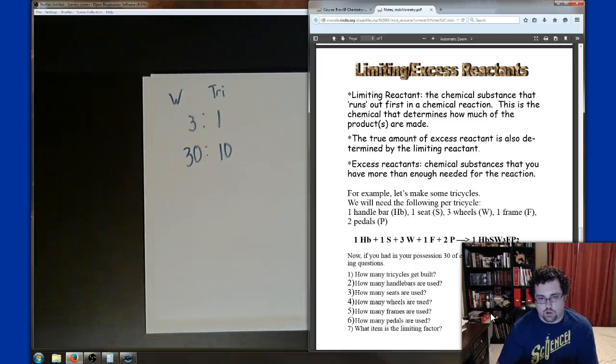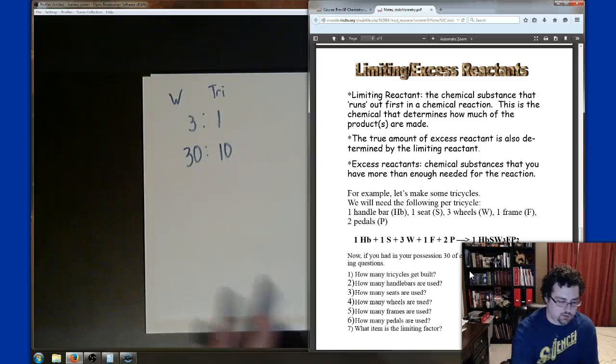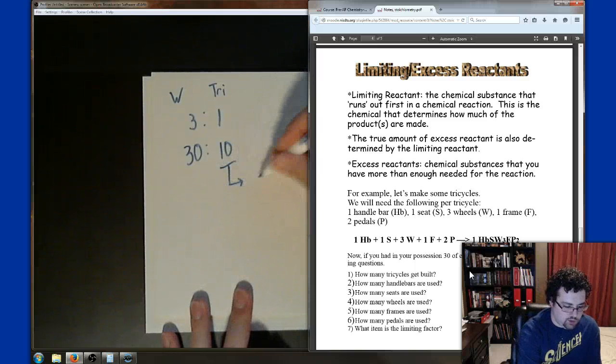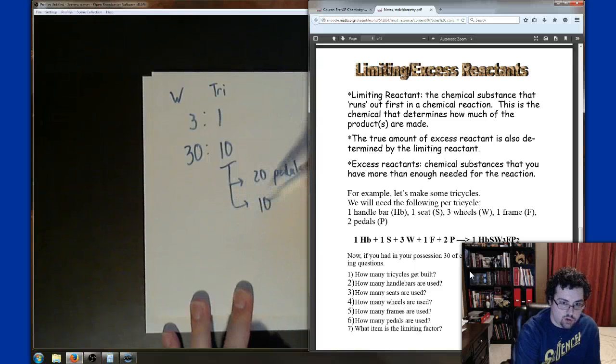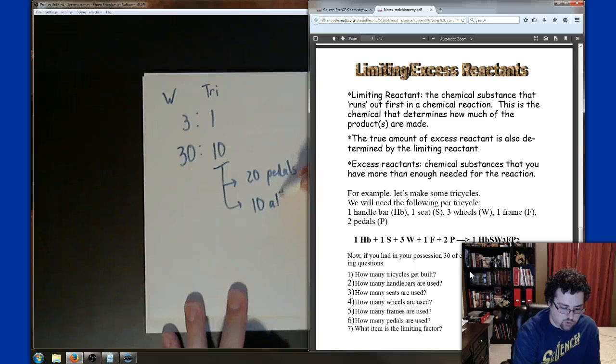Alright? So, because of that, and because everything else takes less, pedals take 2, and everything else takes 1, all of those are only going to need to use a smaller amount. Pedals, you're going to have to use 20 to make 10 trikes. If you have 10 trikes, that's going to be 20 pedals, and 10 of all other parts.